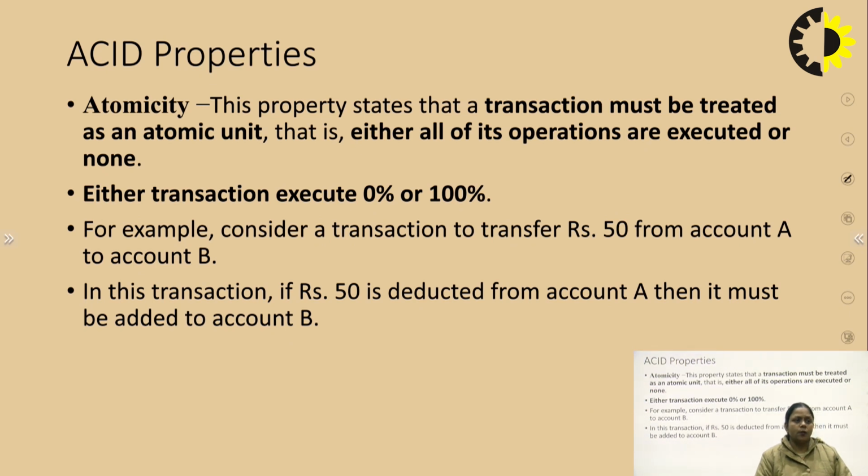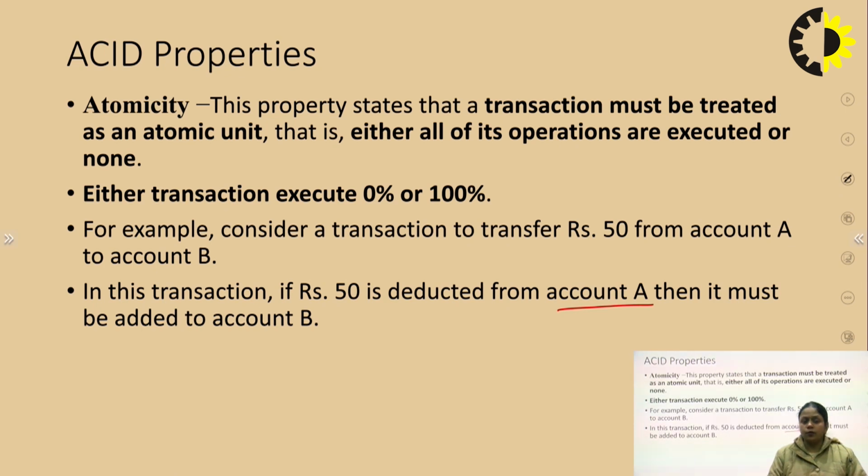First one is atomicity. This property states that a transaction must be treated as an atomic unit. Now the question is, what is the meaning of atomicity? Either all its operations are executed or none. Either the transaction will execute 0% or 100%. For example, consider a transaction to transfer 500 rupees from account A to B. In this transaction, if 50 rupees is deducted from account A, then it must be added to account B.